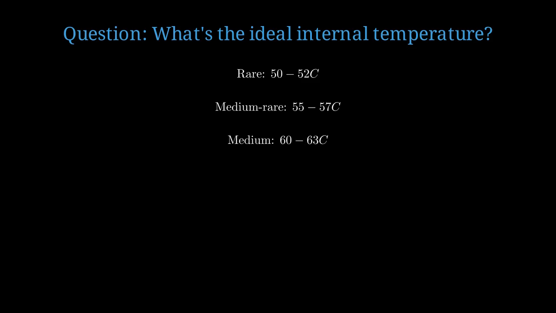Medium doneness is 60 to 63 degrees. The center is pink and hot throughout. Medium well is 65 to 68 degrees. Only a slight hint of pink remains. Well done is 71 degrees Celsius and above. The meat is uniformly brown throughout with no pink.